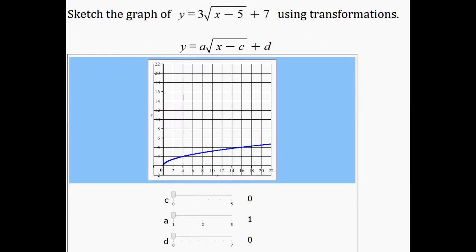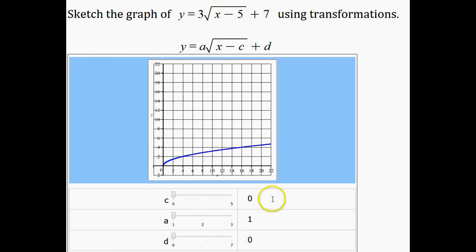For our next example, we see we have a square root in our equation. Inside the square root, we have x minus 5. That's going to move the square root graph right 5 units. Multiplying on the outside by 3 is going to vertically stretch the graph by a factor of 3. Adding 7 is going to move the graph up 7.